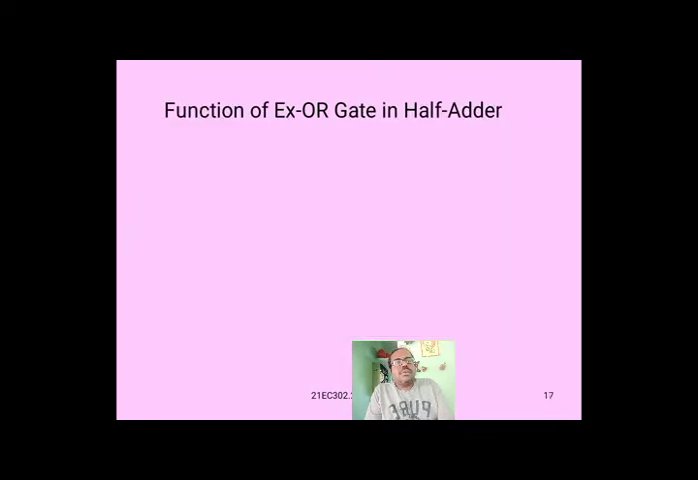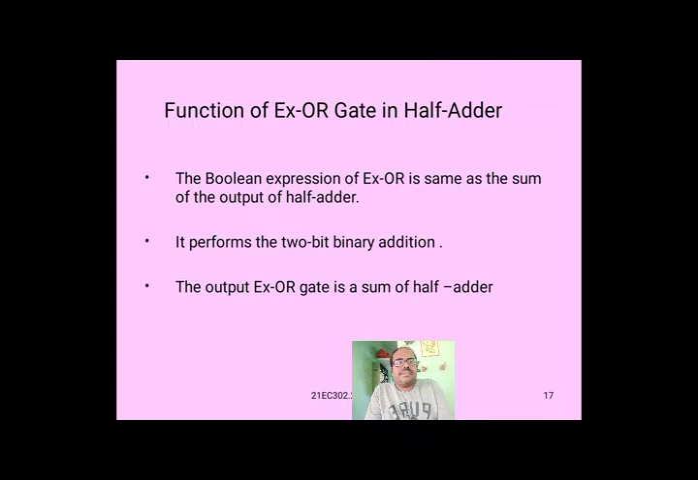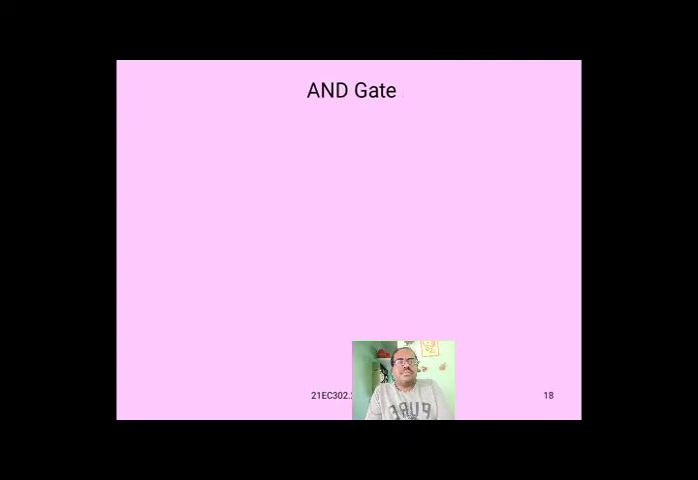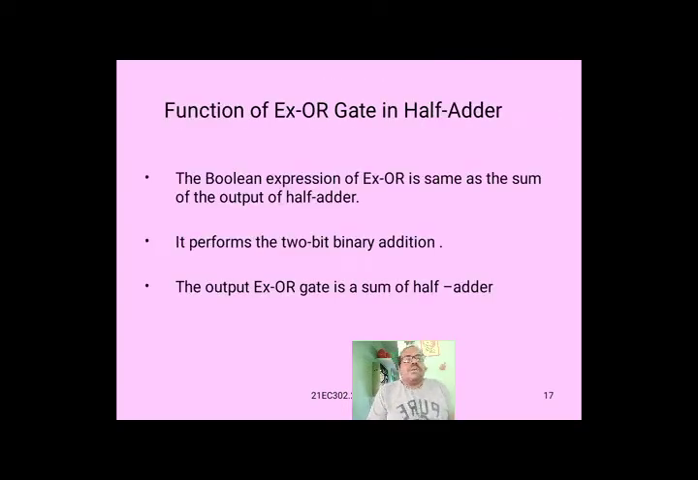Next, function of XOR gate in half adder. The Boolean expression of XOR gate is the same as the sum output of half adder. It performs the 2-bit binary addition. So the output of the XOR gate is the sum of the half adder.